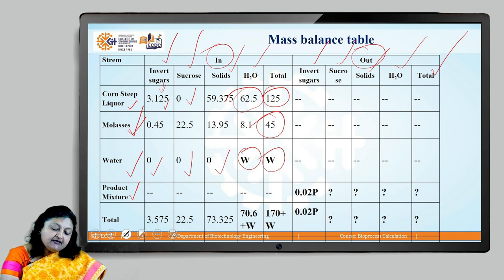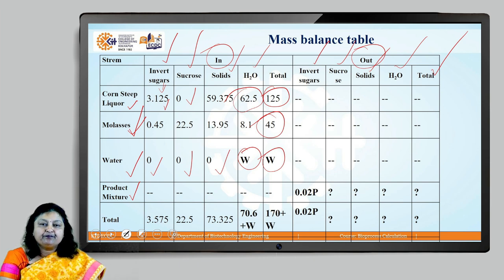Then the next stream is product mixture. Product mixture is not there in the input stream. So write a dash here. And then you take the total of this column. The total of the invert sugar column is 3.575. Total of sucrose column is 22.5. Total of solids is 73.325. And total of the water column is 70.6 plus W. And the total of the last column is 170 plus W. This is the in table. Then we focus on the out table.